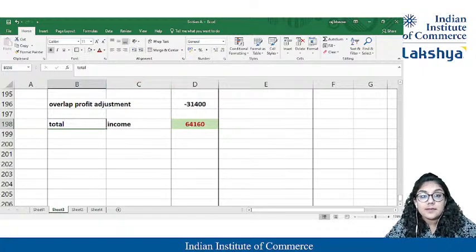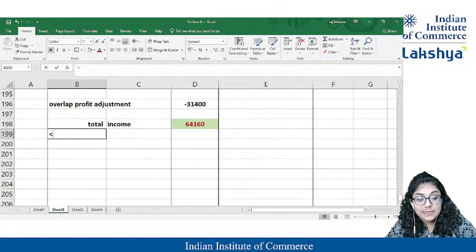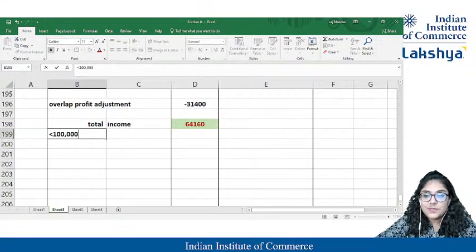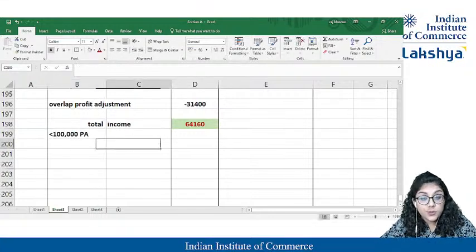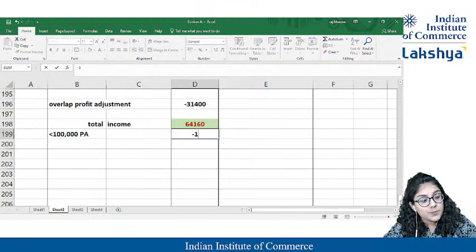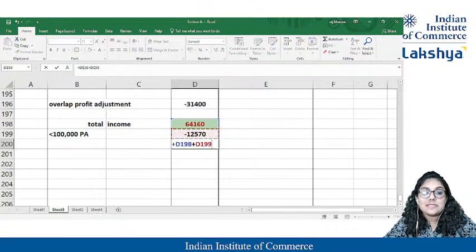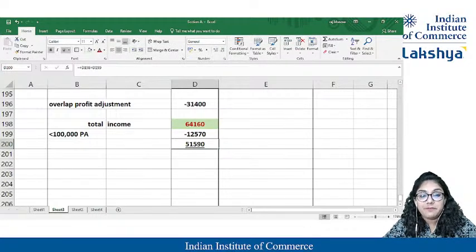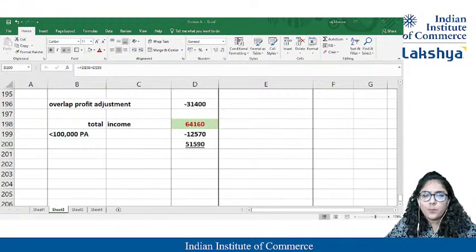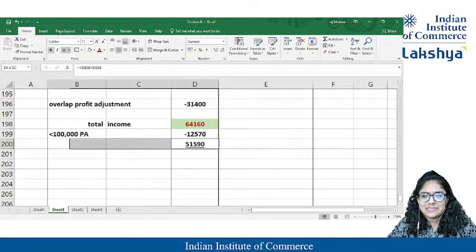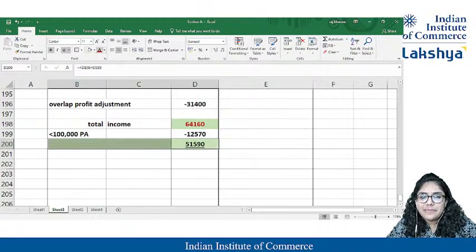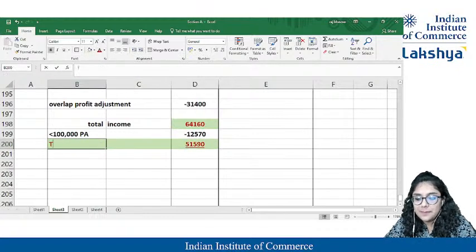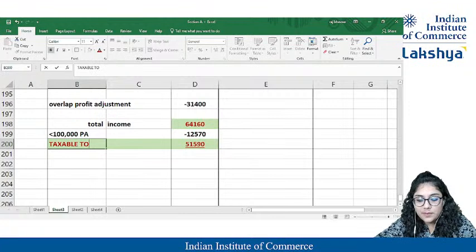What we get, if this is lesser than 1 lakh, students, we get a personal allowance. We should know what is personal allowance. Minus 12,570. So this is her income, 51,590, isn't it? Now what to be done, ma'am? This is my taxable income. Please pay taxes on that. Simple. So this is my taxable total income.